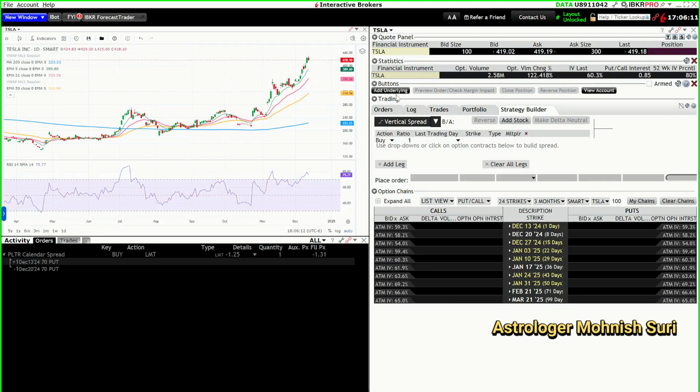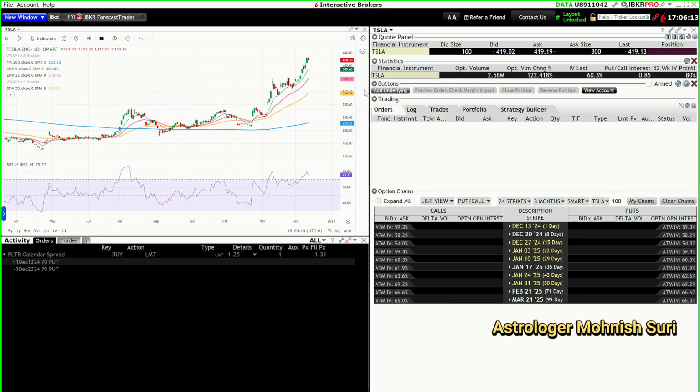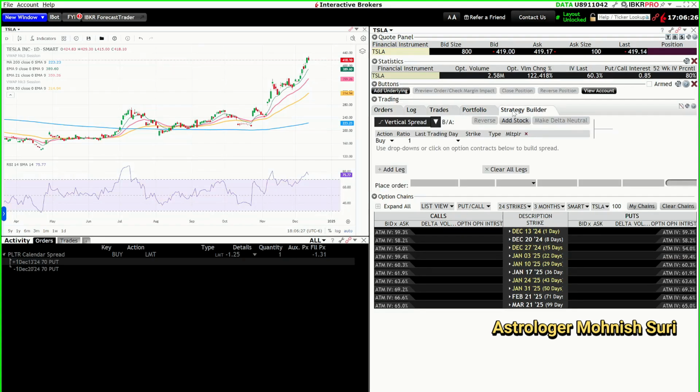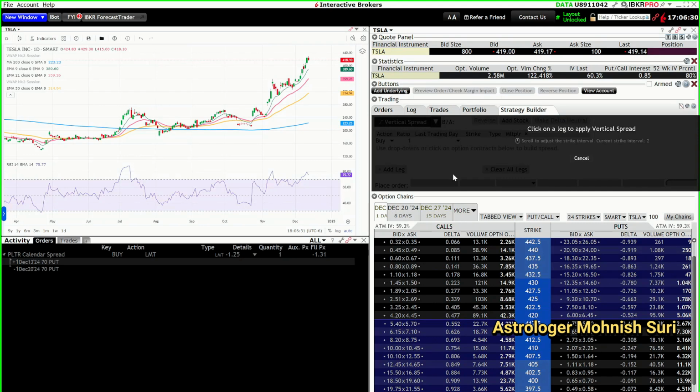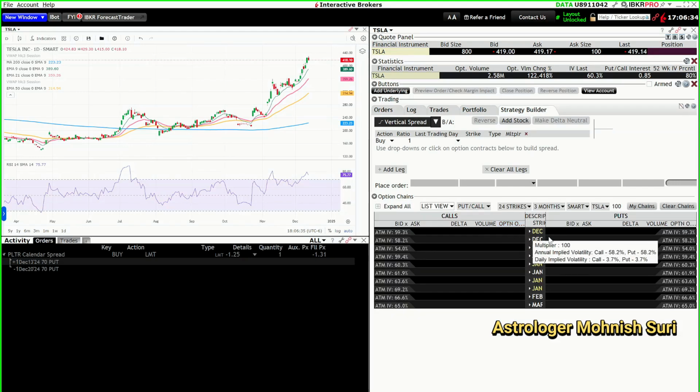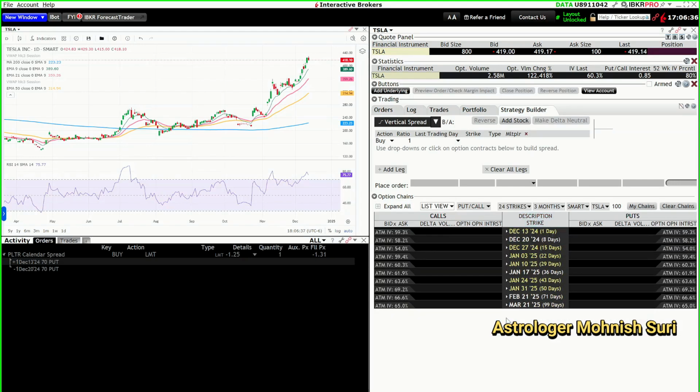So what we're going to do is, when you come the first time, you see these tabs: orders, log, trades, portfolio, strategy builder. We're going to build a strategy here, meaning we are going to buy a leg and we're going to sell a leg of put options also. So here we're going to click on strategy builder and pick vertical spread. From the drop down, it's in tab view, but I'm going to make it a list view for easy reading and seeing.